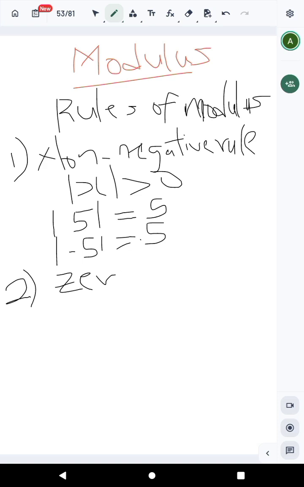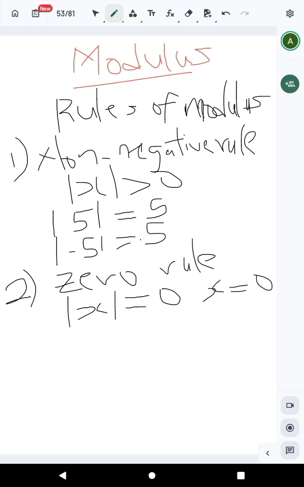So we have second rule, the 0 rule, where we have absolute value of s is equal to 0. So it implies that s is what? Equal to 0. So if we have absolute value of 0, it's going to be what? 0.